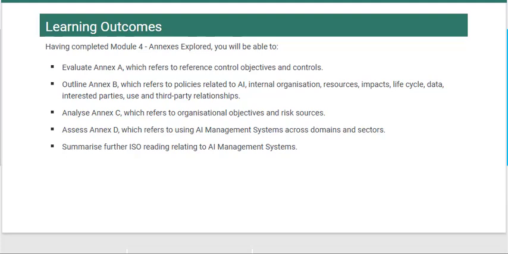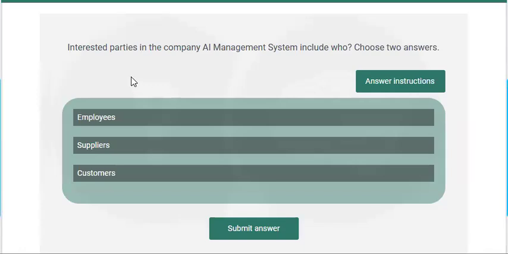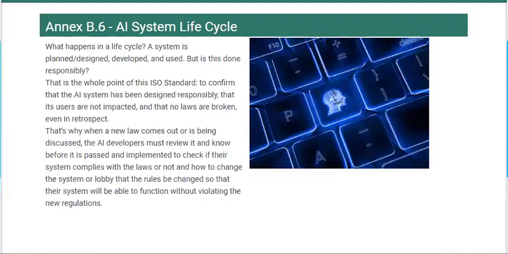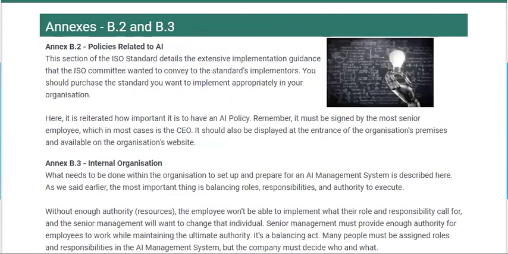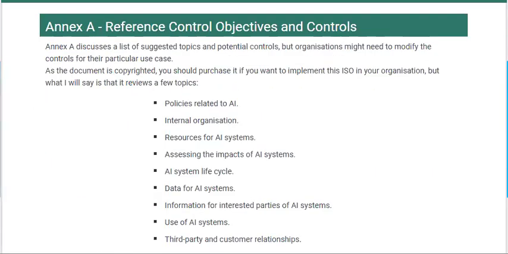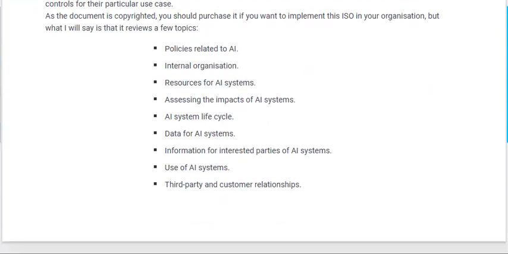Summarize further ISO reading relating to AI management systems. Annex A, reference control objectives and controls. Annex A discusses a list of suggested topics and potential controls, but organizations might need to modify the controls for their particular use case. As the document is copyrighted, you should purchase it if you want to implement this ISO in your organization, but what I will say is that it reviews a few topics.